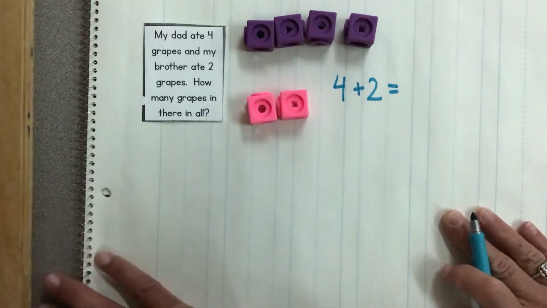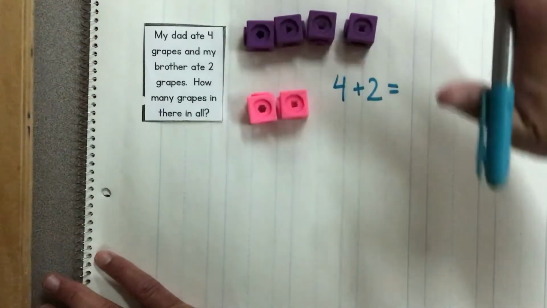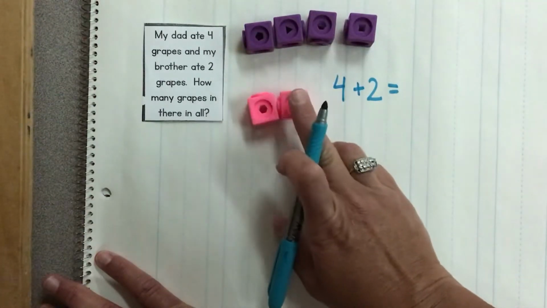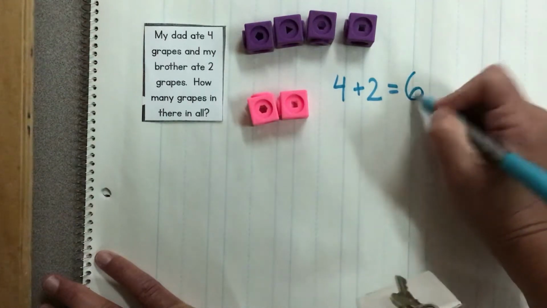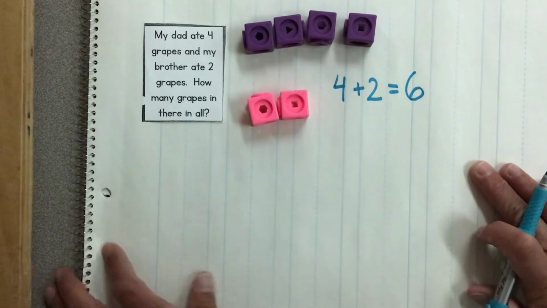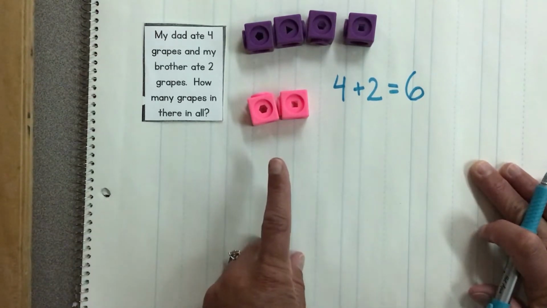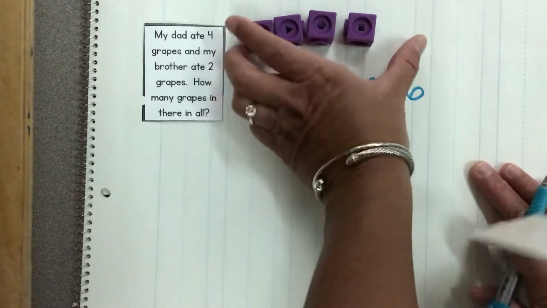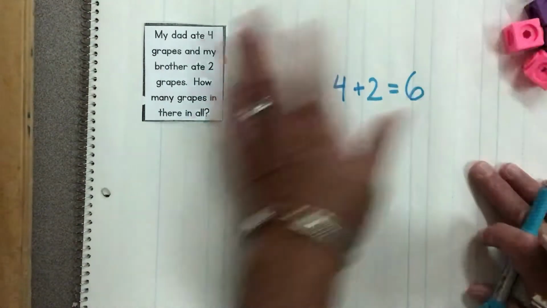So we're going to count on, we know this group is 4 at the top. This is my dad's group. So we're going to count on 4, 5, 6. There are 6 grapes altogether. So we solved that addition problem by using the cubes to represent the grapes and by counting on from our largest number. Let's try another one. I'll move my cubes over here.